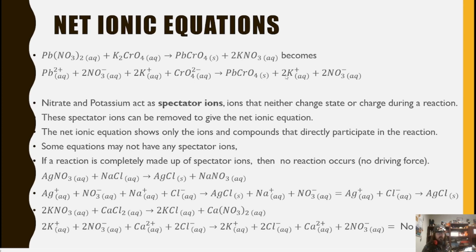All solids are left as they are. And 2 potassiums and 2 nitrates are left, splitting apart. So as you look at that, the 2 nitrates on the left and the 2 nitrates on the right are the same and they remain unchanged. The 2 potassiums on the left and on the right are the same, they are unchanged. The only thing that really changes is the lead 2 plus and the chromate 2 minus aqueous go to lead chromate solid.